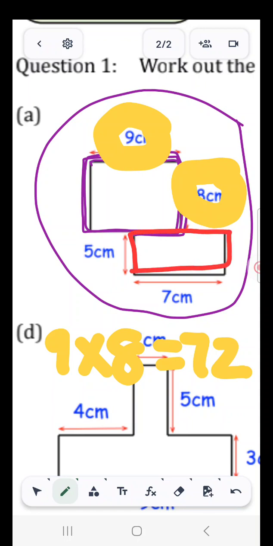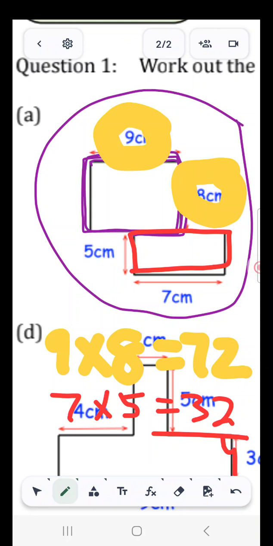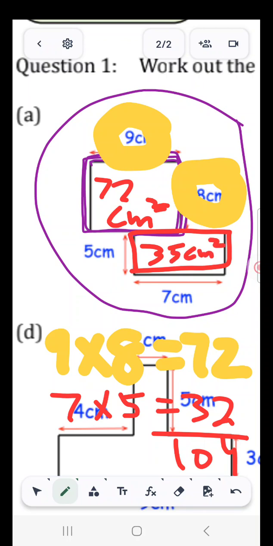This is also simple. Its length is 7 and its width is 5. So it makes 7 times 5, which is 35. Now add both of the areas. We have found the area of the upper rectangle and the bottom rectangle, and we can now add them. The upper one was 72 centimeters square, and the bottom one was 35 centimeters square. If you add them up, we get 107 centimeters square. So this should be the answer of the first part.